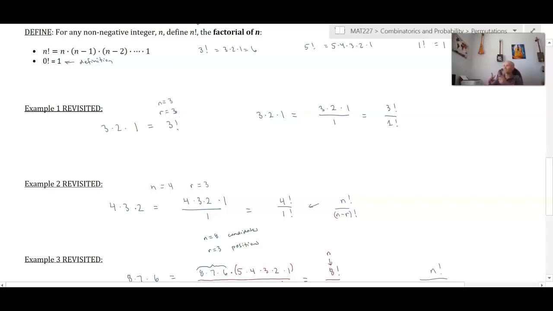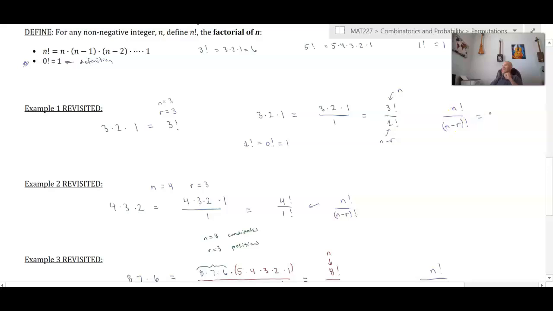Okay, wait a minute. So you can see how this is where we need this exception right here. Because in actuality, what we have is n up top. We have, well, wait, n minus r. 3 minus 3 is not 1 factorial. But 1 factorial is the same thing as 0 factorial by definition, and they're both equal to 1. So this is still n factorial over n minus r factorial.